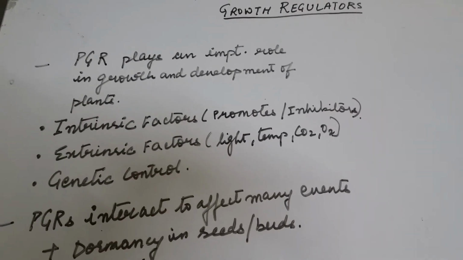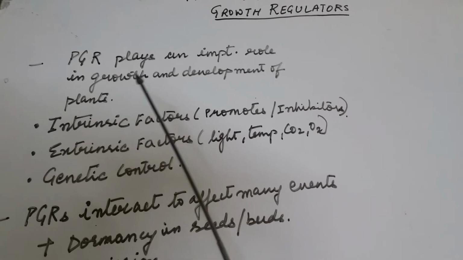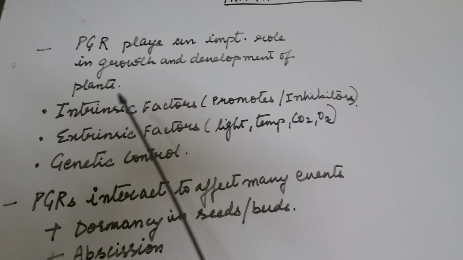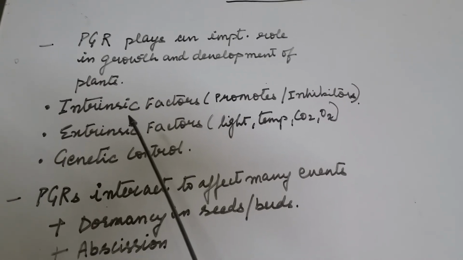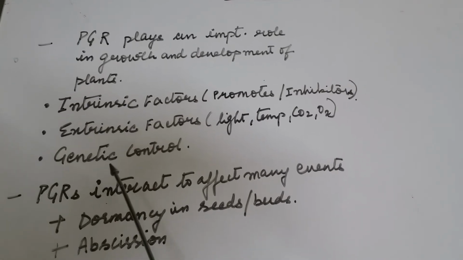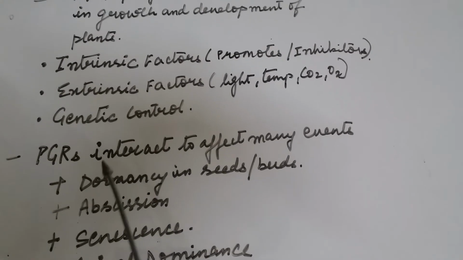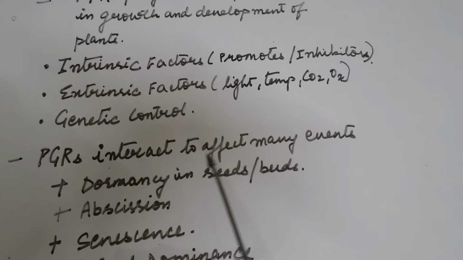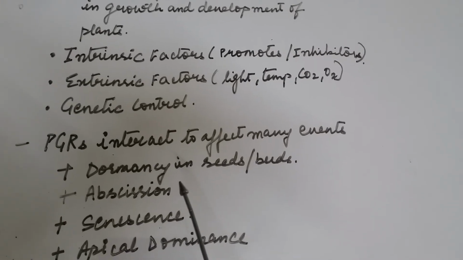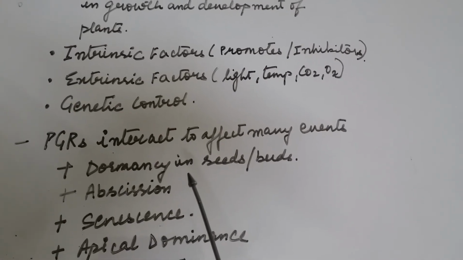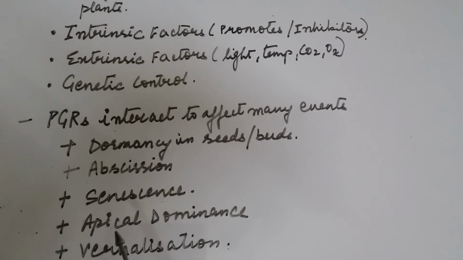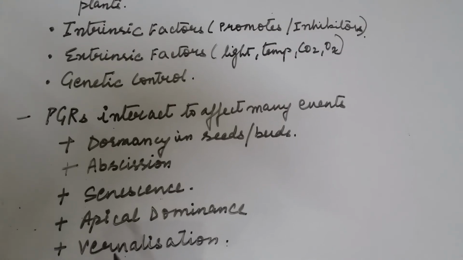Thus, we can say that plant growth regulators play an important role in the growth and development of plants by responding to extrinsic factors and by genetic control. Plant growth regulators also interact to affect many events in plants. They may interact with dormancy in seeds or buds, abscission, senescence, apical dominance, and vernalization.